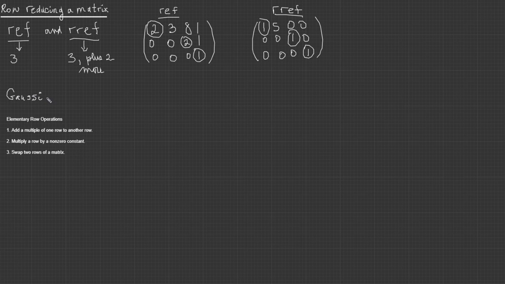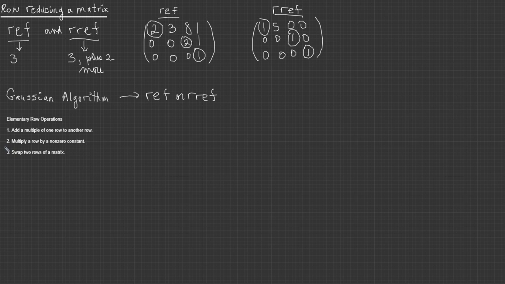So let me write that, the Gaussian algorithm. And the basic idea of the Gaussian algorithm is that it's going to apply what we call elementary row operations through a series of steps to bring the matrix into REF or RREF. So first we have to understand the idea of elementary row operations. And as you can see here on the board, I've written the three types of elementary row operations. So let's look at each of these.